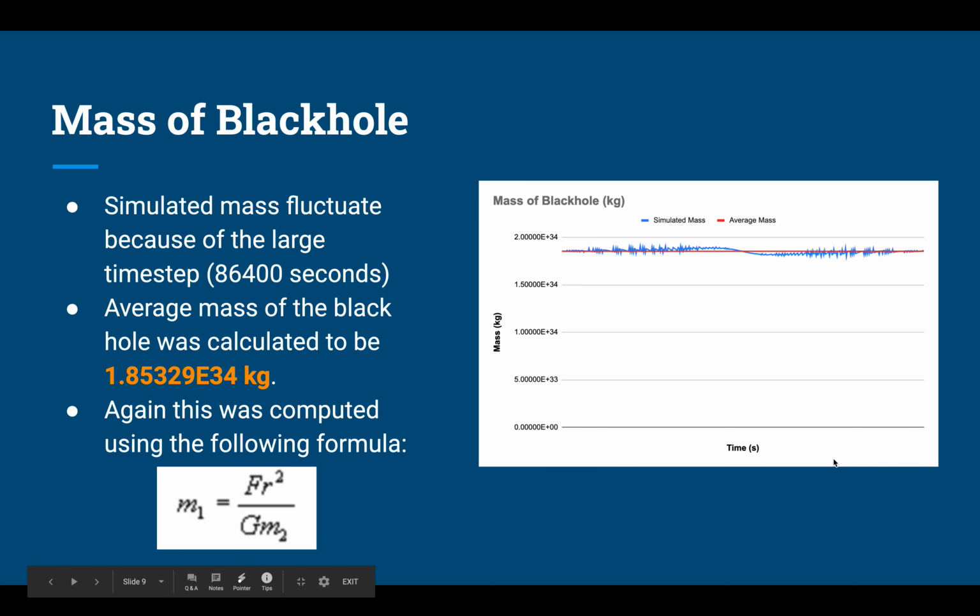So the mass of the black hole. On the right, you can see the simulated mass and then the average mass. The simulated mass fluctuated, and this is because of the large time step that we used, which was 86,400 seconds. But we found the average mass of the black hole to be 1.85329 times 10 to the 34th kilograms. And again, this was computed using the following formula, where the black hole's mass is set to the force times distance squared over the universal gravitation constant times the mass of the star.